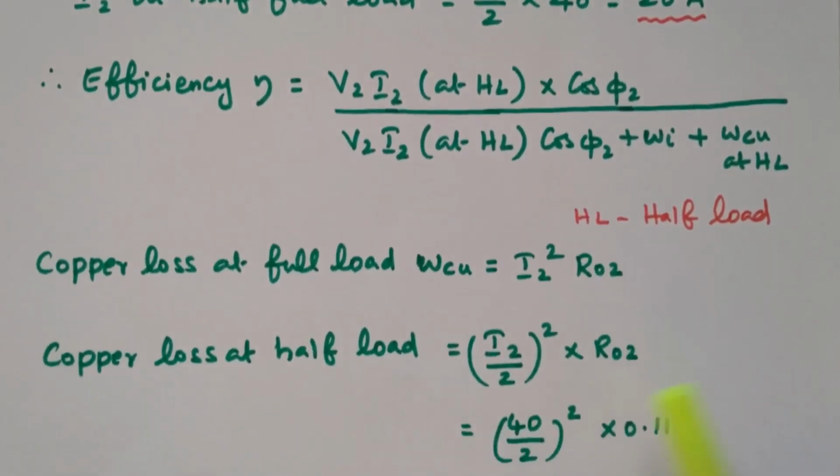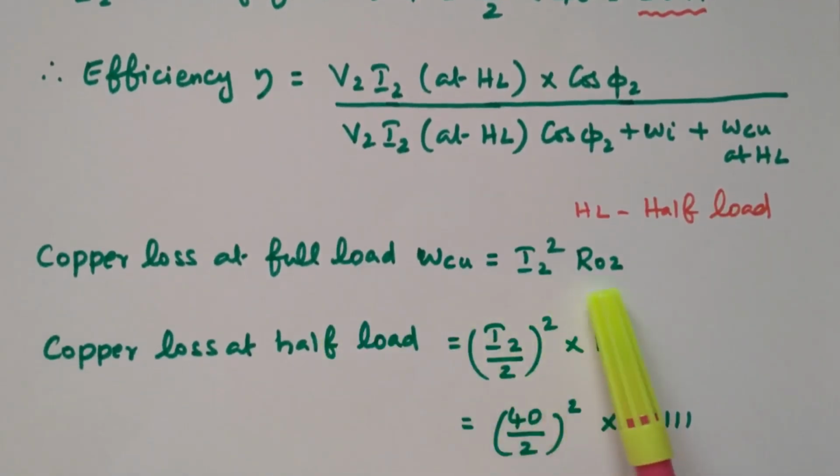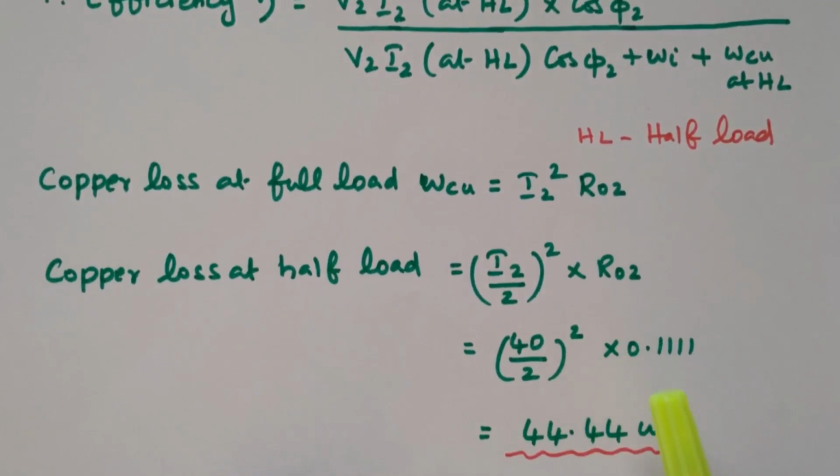The copper loss at full load is I2 square R02. For a half load, it is automatically I2 divided by 2, the whole square, into R02. At full load the current is I2, so at half load it is I2 divided by 2. So 40 divided by 2, the whole square, into 0.1111, that is nothing but 44.44 watts. This is the copper loss at half of the load.